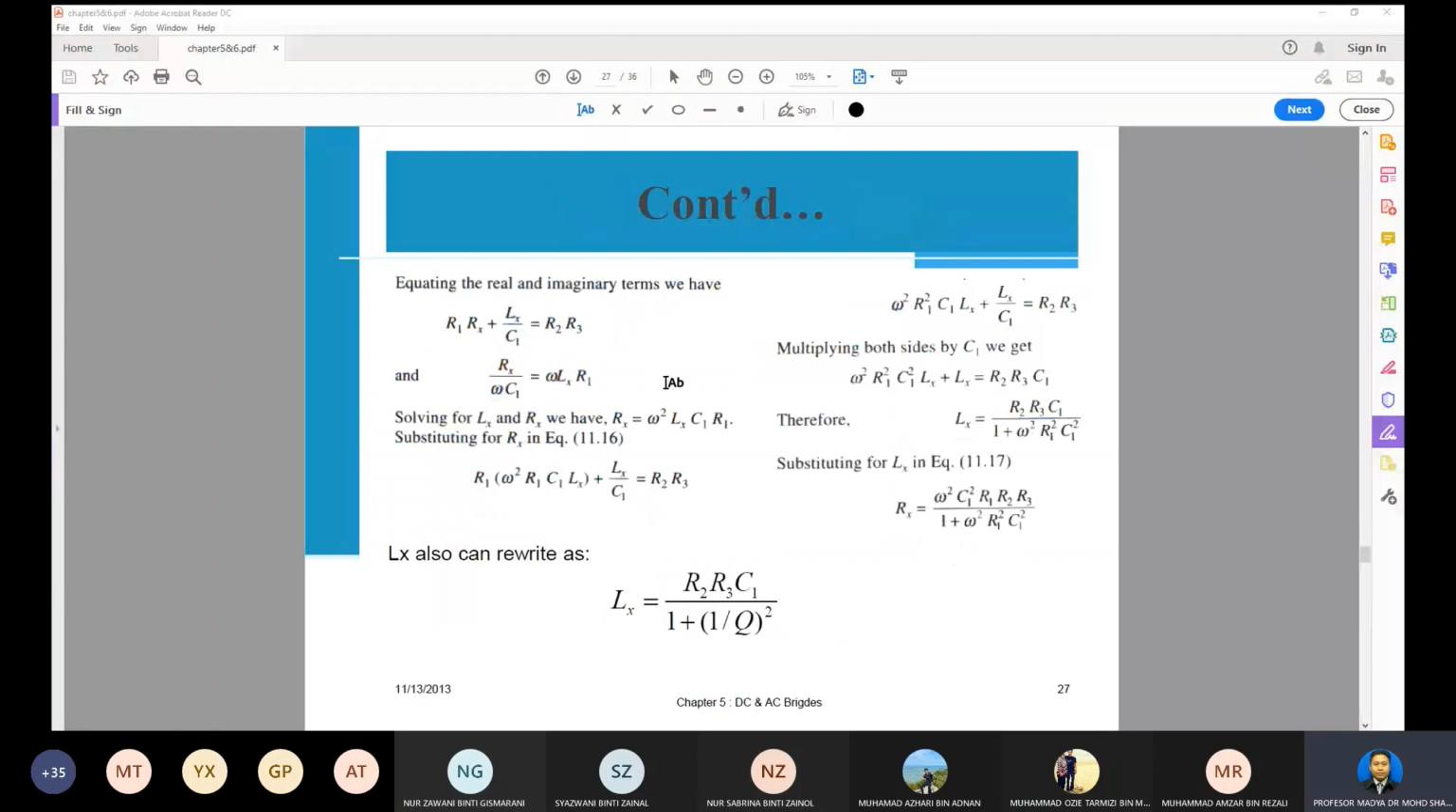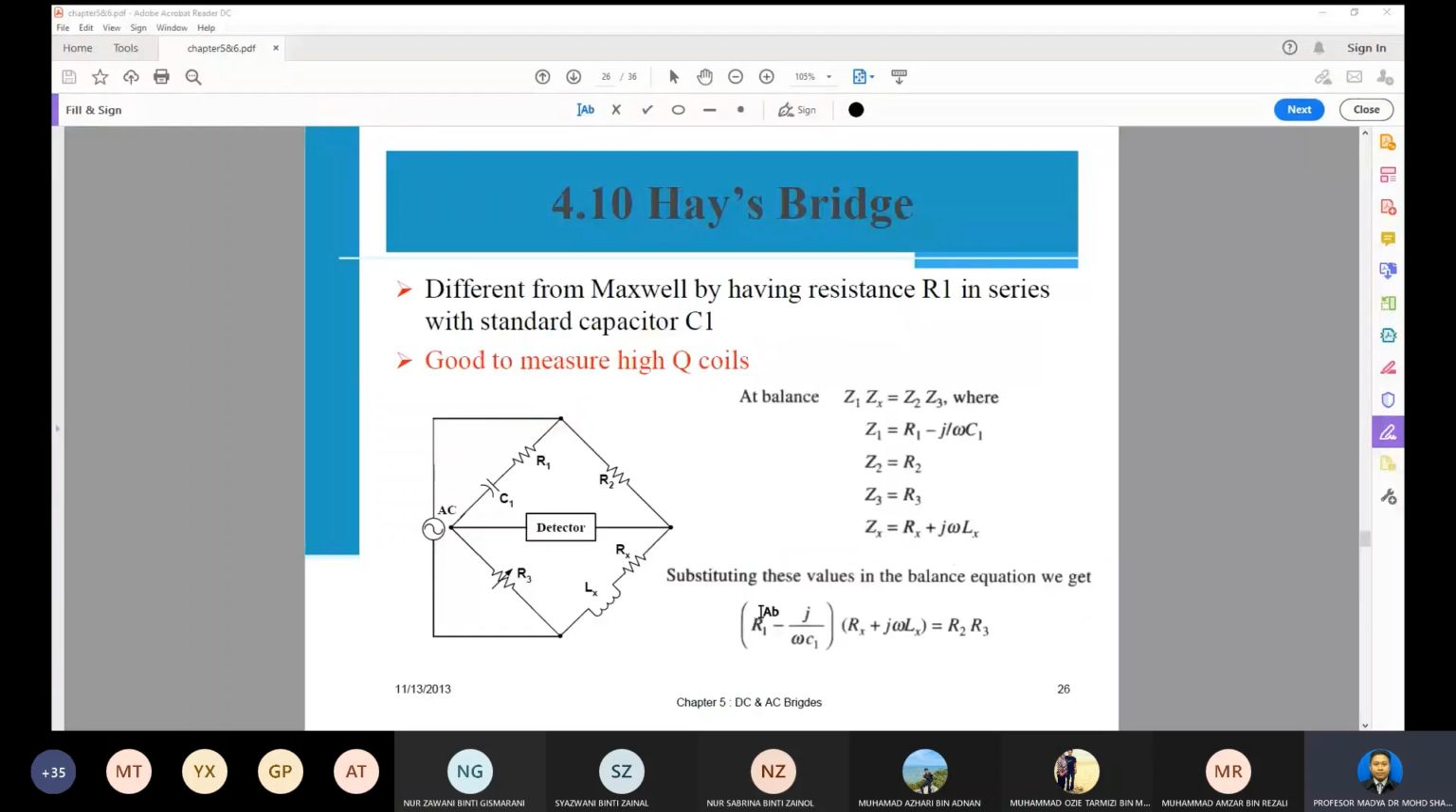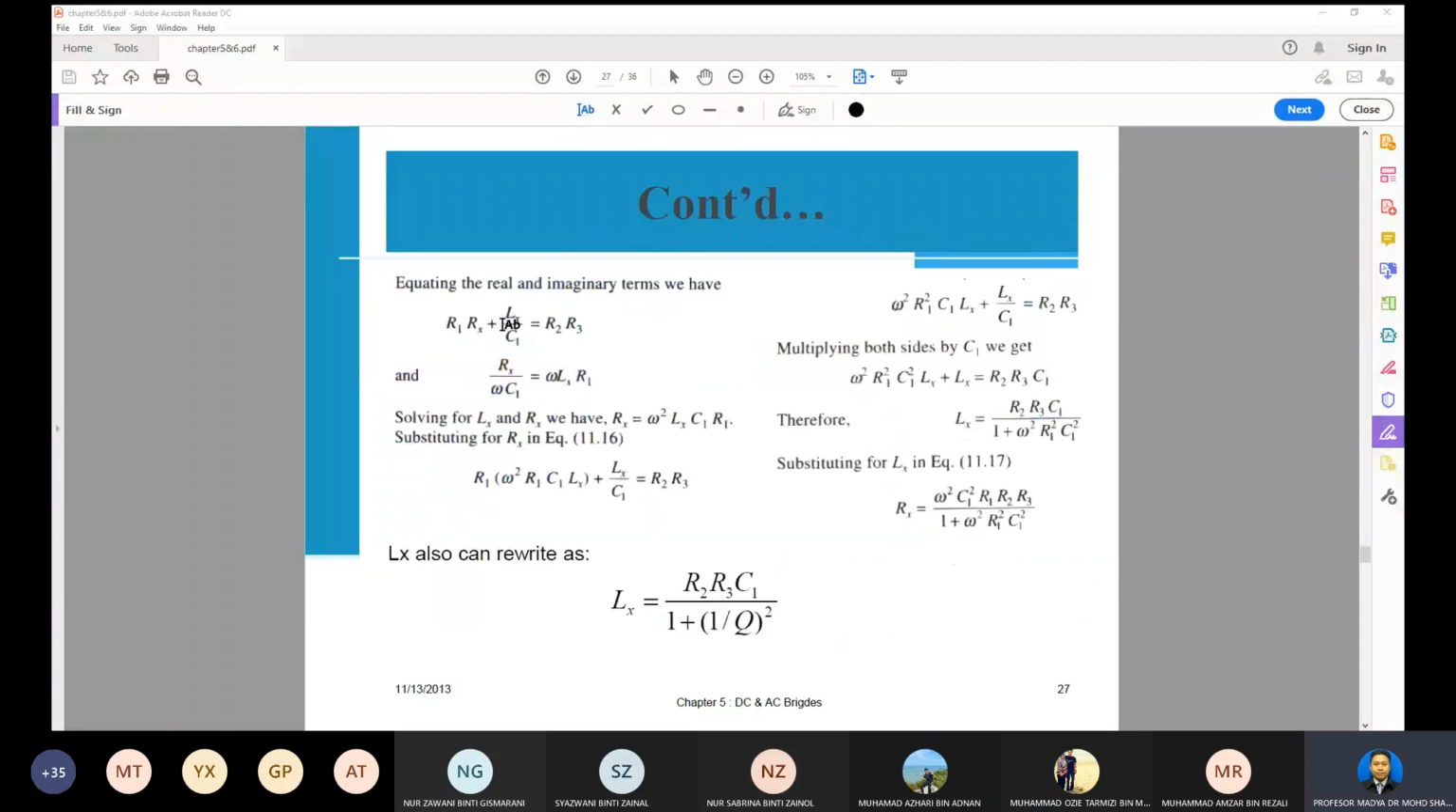After you cross multiply here, you can compare, similar to Winston, the real and imaginary parts. This is the value for real. That means R1 multiplied by Rx equals Lx over C1 equals R2 multiplied by R3.